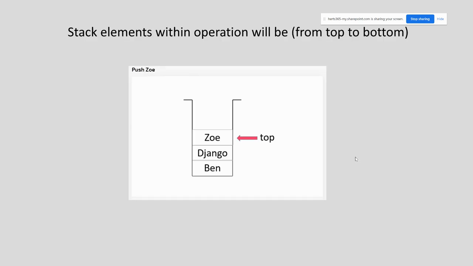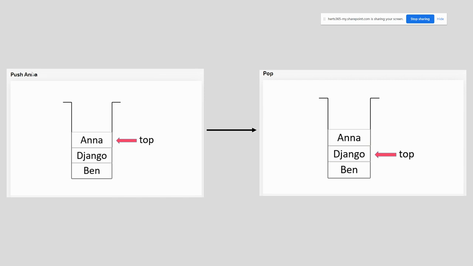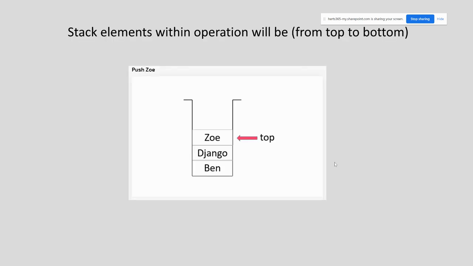So remember, I pushed Anna, and then I popped. I would pop whatever is at the top of the stack. That will be Anna. So here I just have Django and Ben. And then I decided to push Zoe. If I push Zoe, then Zoe will be at the top of the stack, and then Django and Ben. As you can see, in terms of the operation, we go from top to bottom. And this is a stack.